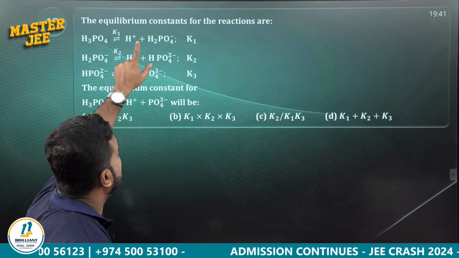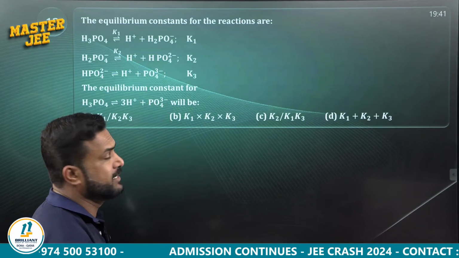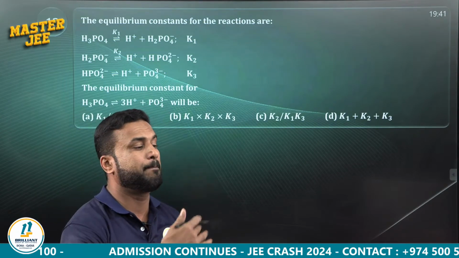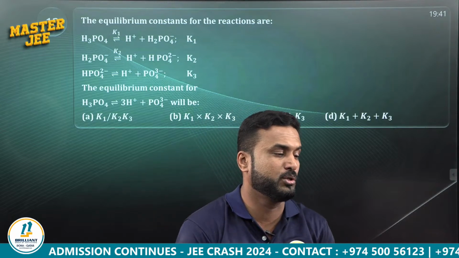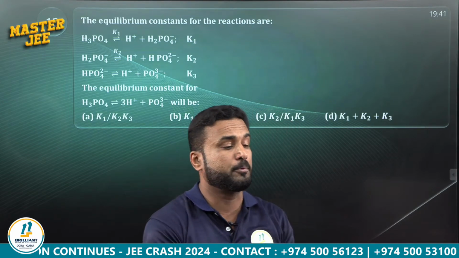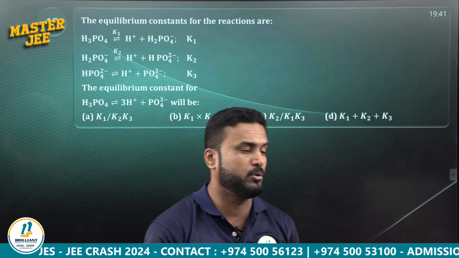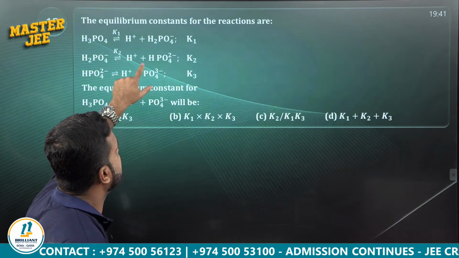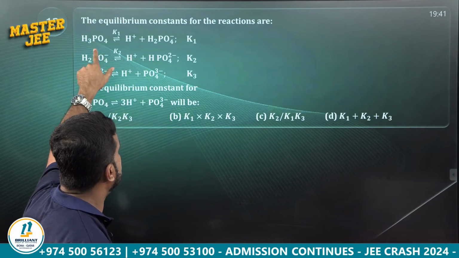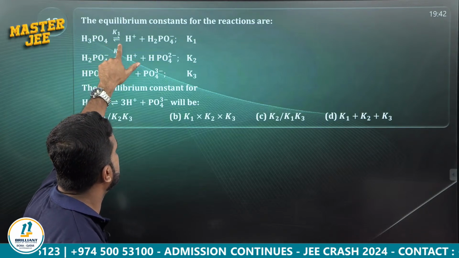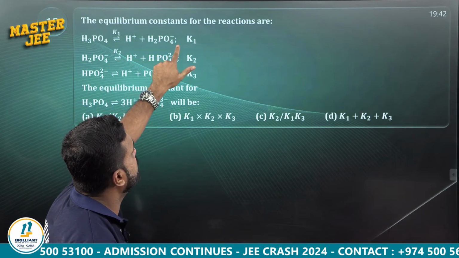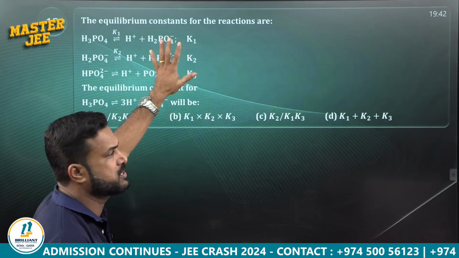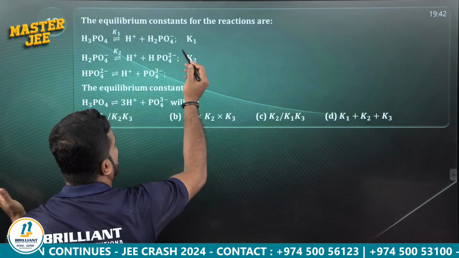See, read the question. The equilibrium constant for the reaction are. The stepwise reactions are given. There are monoprotic acids, diprotic acids and polyprotic acids. H3PO4 is a polyprotic acid, in 3 steps it will be donating H plus. So the first one, H3PO4 reversibly gives H plus plus H2PO4 minus, with the equilibrium constant K1. No need to write all of it, I think you know, it's easy.